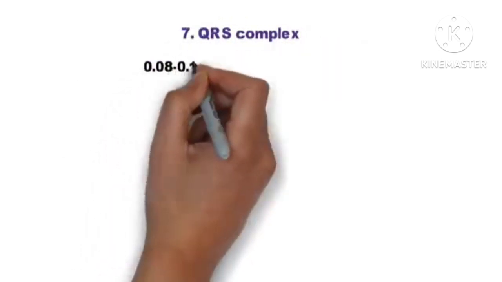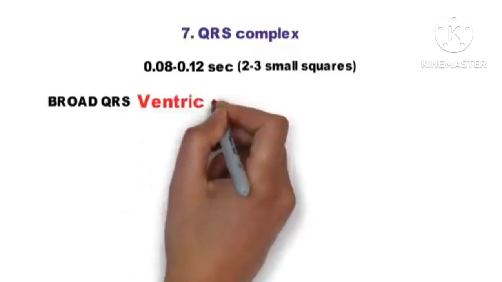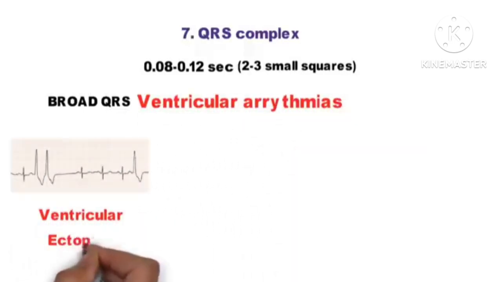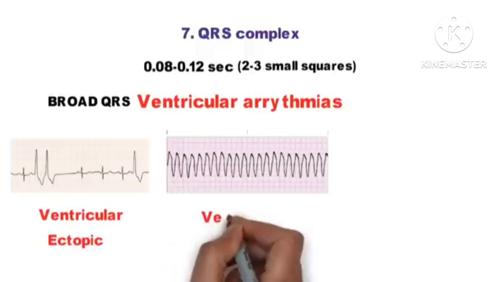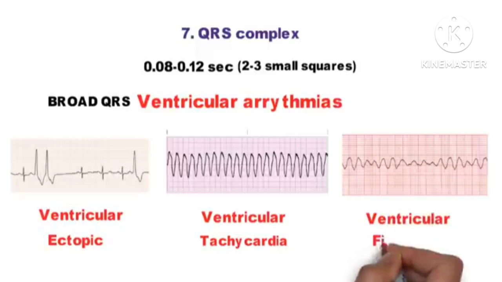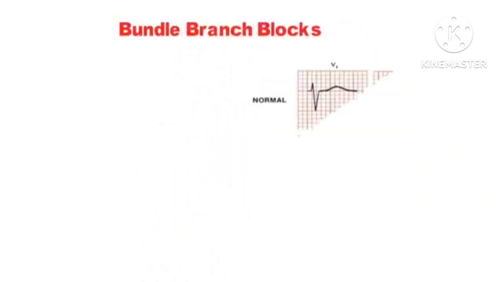Step 7 is QRS complex. Normally it is 0.08 to 0.12 seconds, that is 2 to 3 small squares. It is widened in ventricular arrhythmias, which can be ventricular ectopic or ventricular tachycardia or ventricular fibrillation or any pathology below bundle of His. QRS is also widened in bundle branch blocks.